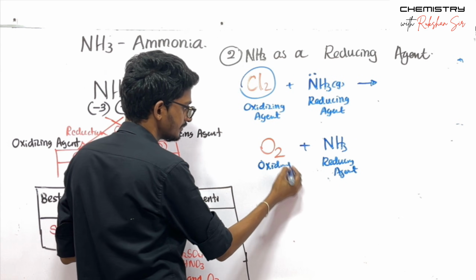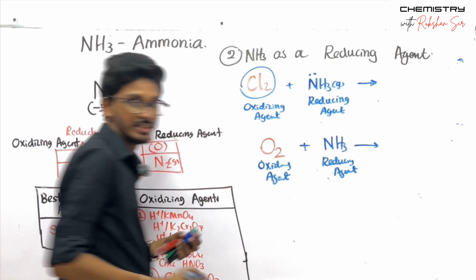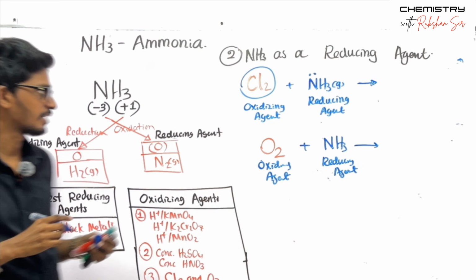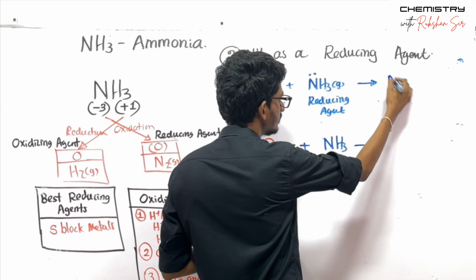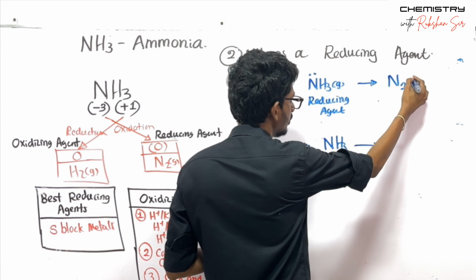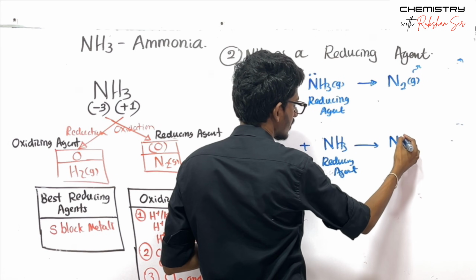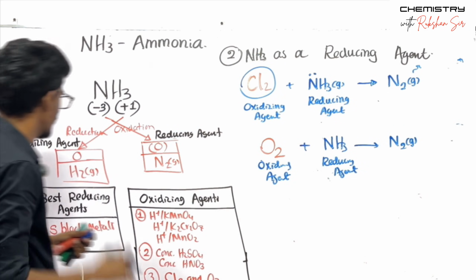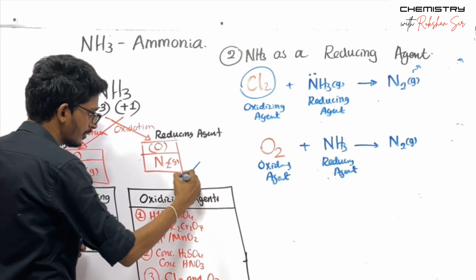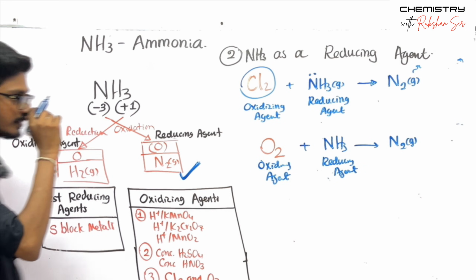Oxidizing agent. What is happening? It's not hard to copy the stuff there, right? So you definitely know NH3 will oxidize to N2. This is the form, right? When it is acting as a reducing agent, it is oxidized to N2.